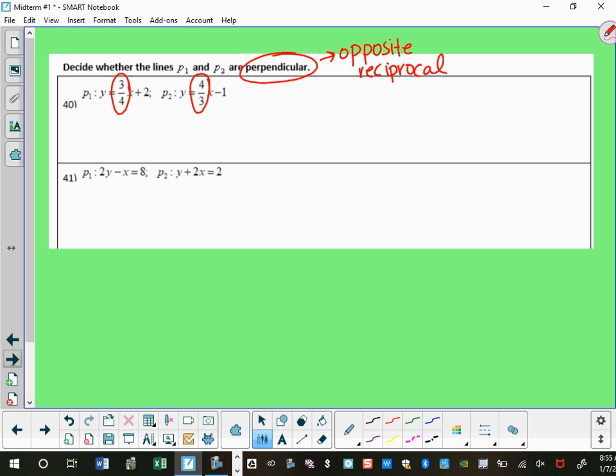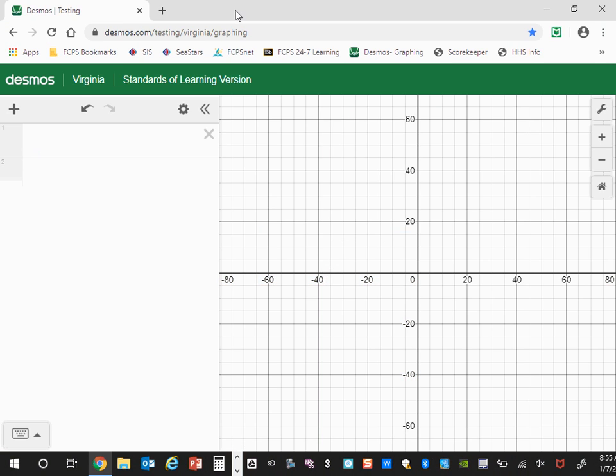Look at 3/4 and 4/3. Are those opposite? They're already flipped, so that's the reciprocal part. But opposite means that one slope would be positive, the other would be negative. Is that the case here? No. So let's look at Desmos. We can type this in and look at our lines.